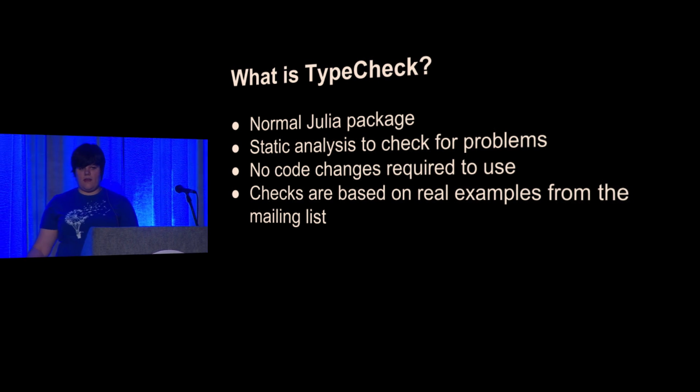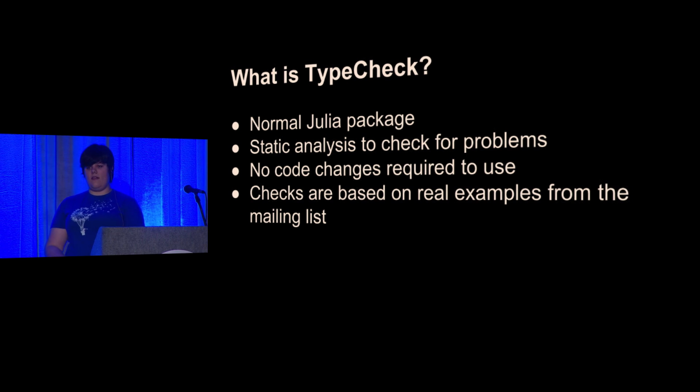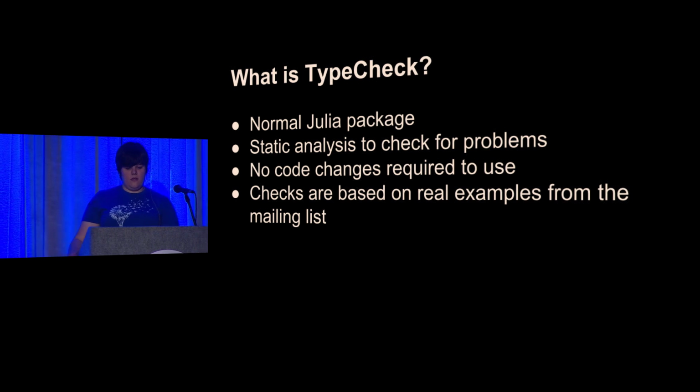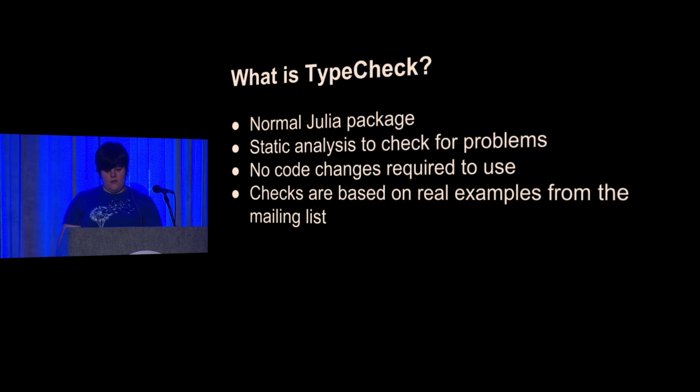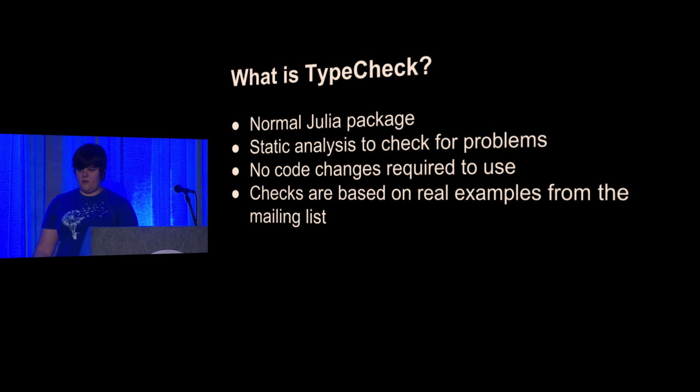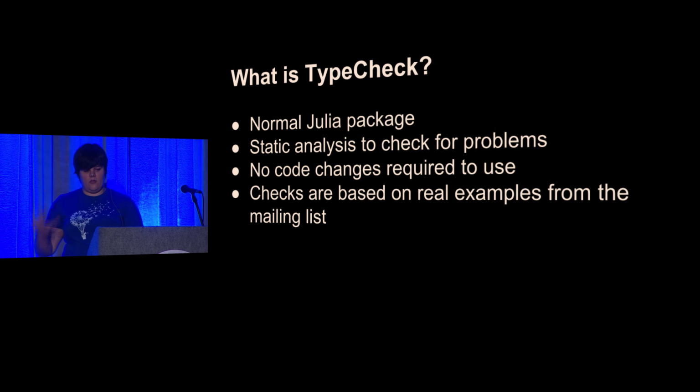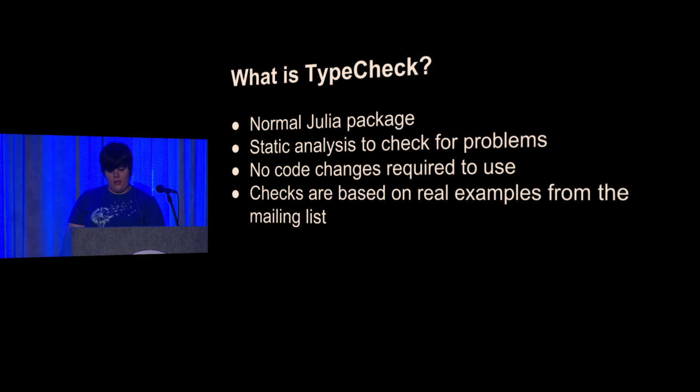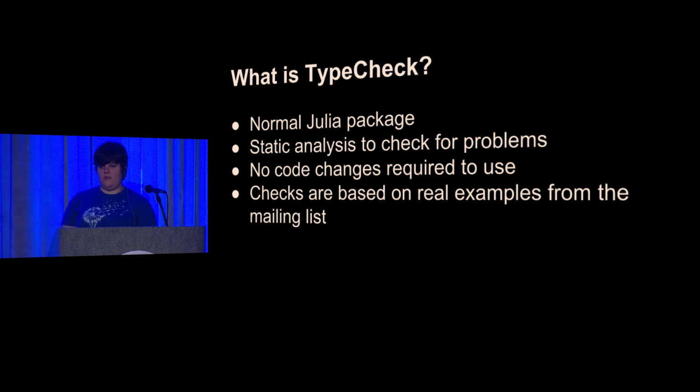It's a normal Julia package, so we're doing static analysis of Julia code through writing Julia code. So there's nothing extra, we're just using normal Julia. We're using static analysis to check for problems, which means your code is not going to be running. We're just going to look at it. And you don't have to change your Julia code in order to use this. There's no extra annotations, no effort on your part. You just take it and run it.